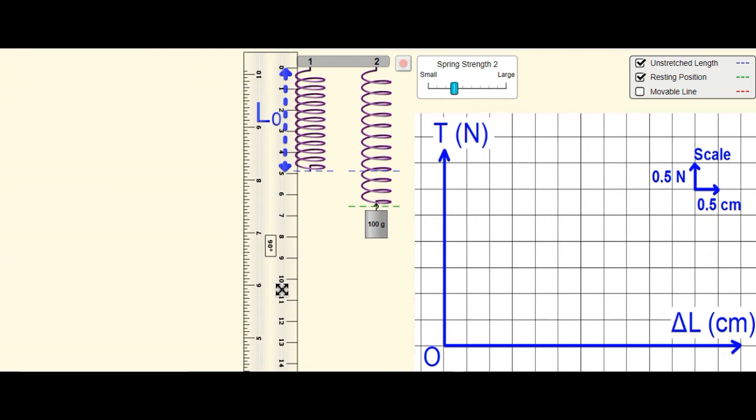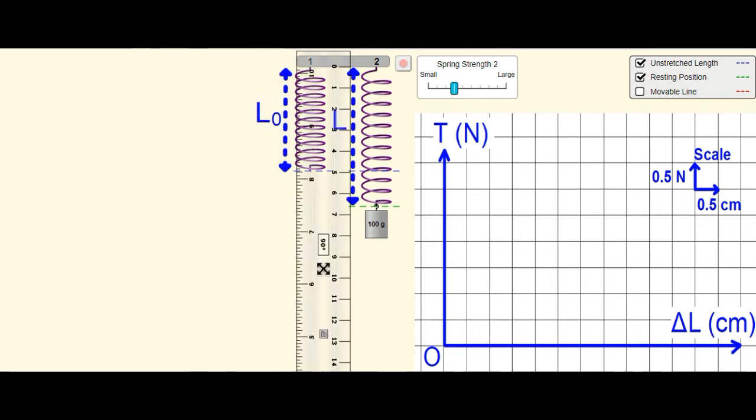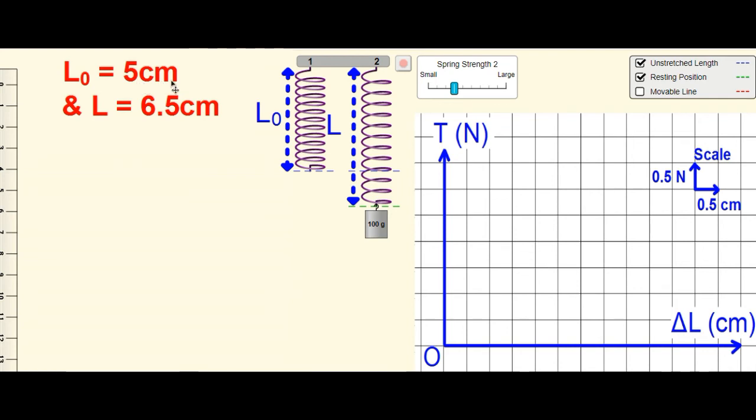L0 is approximately 5 centimeters. This is the initial length of the spring, L0. Here the final length of the spring after elongation, this is L, and the ruler will indicate approximately 6.5 centimeters. So now we know L0 equal to 5 centimeters and L equal to 6.5 centimeters.